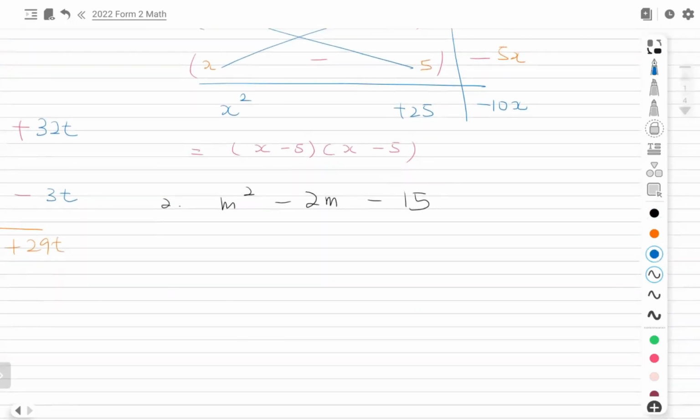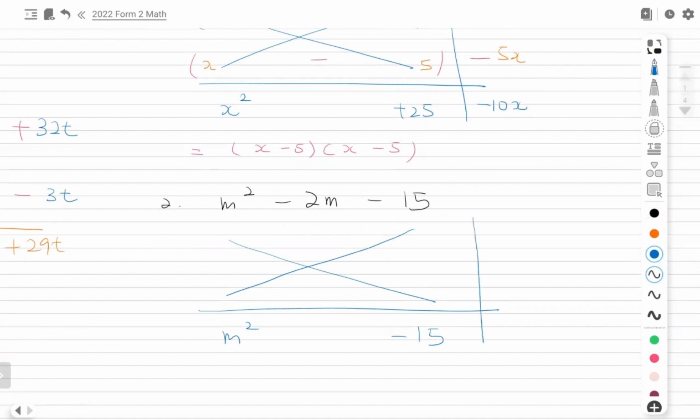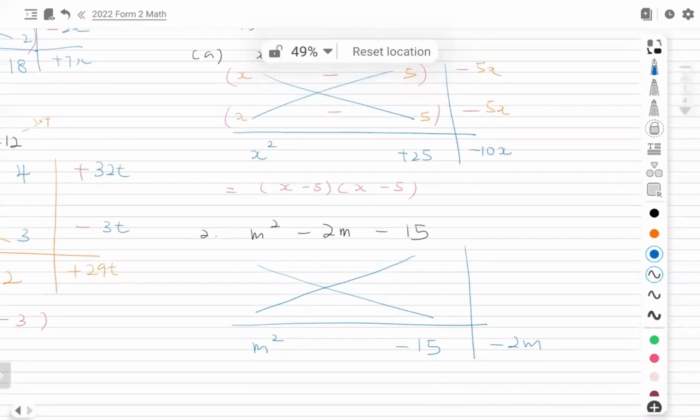Okay, m square, negative 15. Draw a vertical line, negative 2m. Some numbers have only a few pairs of multiplication, like 15. It's only 5 times 3, right? So it will be easy for you. m, 5, 3. Follow the line, multiply, so you will have 5m and 3m. And you check the number at the bottom there, negative 2m.